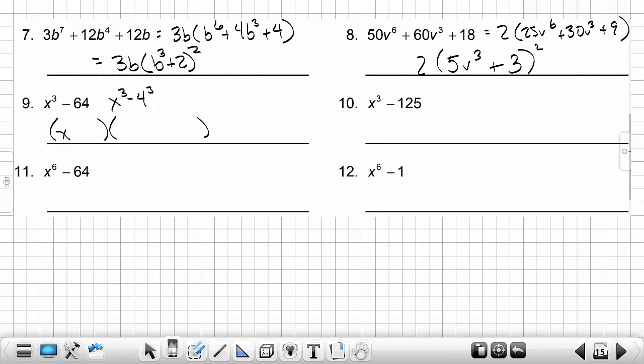No, just x minus 4. Remember, the cube doesn't follow. Difference of 2 cubes. X. A minus B, x minus 4 times x squared plus 4x. It would be x4, but 4x is the way we'd write it. Plus 16. There you go. B squared. Good job.